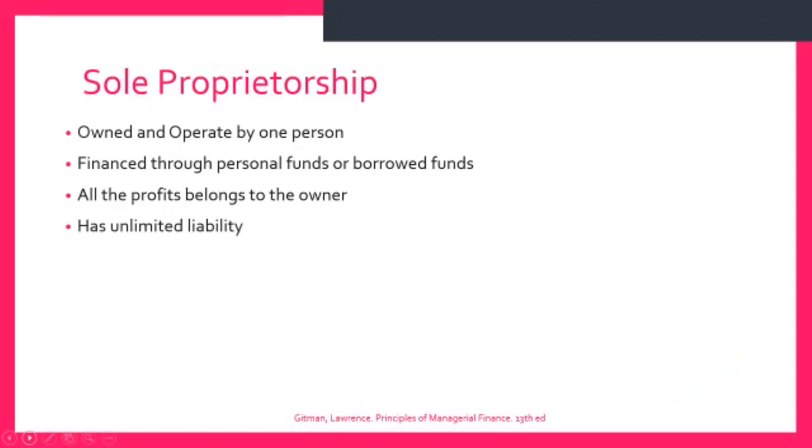Let's look at them. A sole proprietor, a sole trader, is owned and operated by one person. One person owns, operates, and makes all the decisions for the business. How is it financed? It's financed through personal funds or funds borrowed by this one person. All the profits belong to the owner. This form of business has unlimited liability. That means all the responsibility, all the debts, everything falls on the person because they are a sole proprietorship. All the risk, all the income, all the liability falls directly on the sole proprietor.